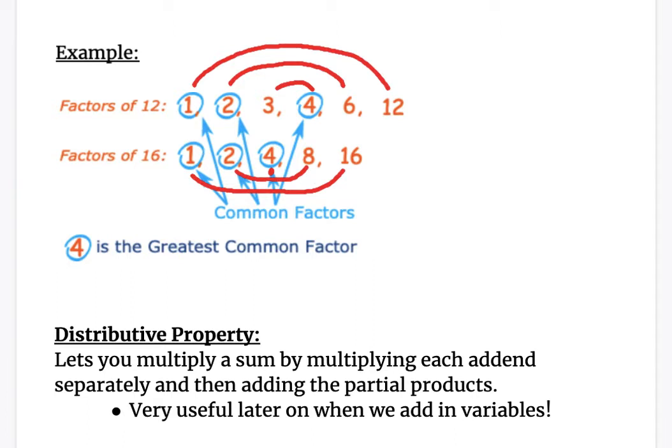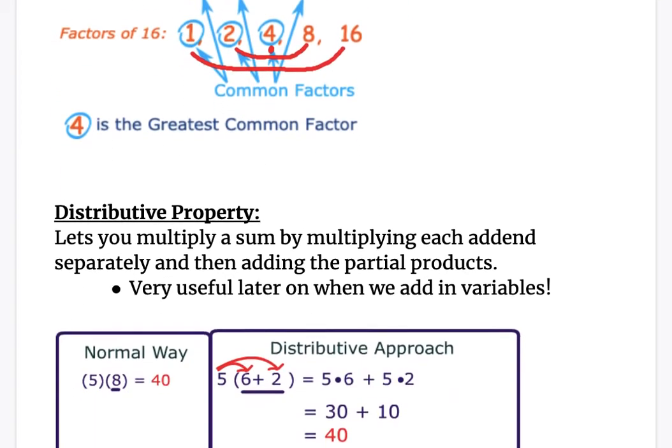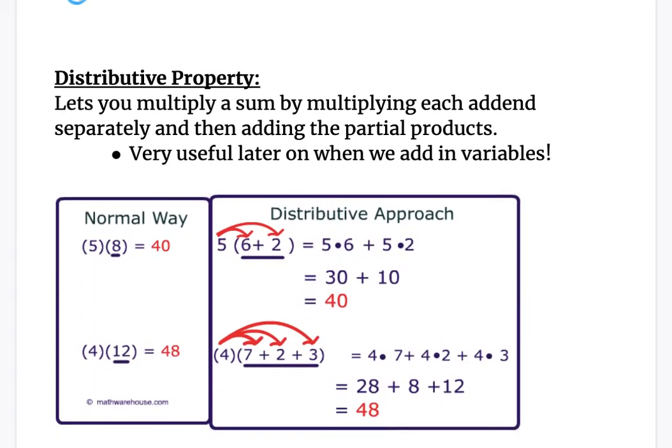Just remember that the distributive property allows you to multiply a sum by first multiplying each part of the addition and then adding those partial products together. So it's like we're breaking it down into two different smaller multiplication problems and then adding together their products, like the partial products method. Here is an example of what we're talking about.